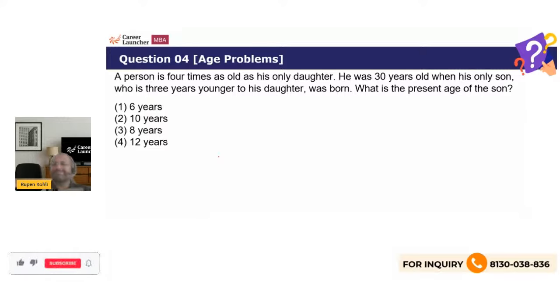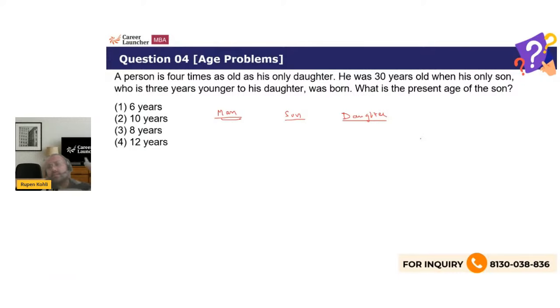Time up. Time up. I didn't get an answer. A person is 4 times as old as his only daughter. He was 30 years old when his only son was born. So there are three persons involved. One is the man, and then his son and his daughter. Three persons. And we are going in the past also.